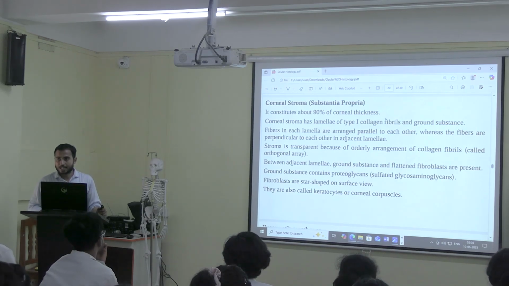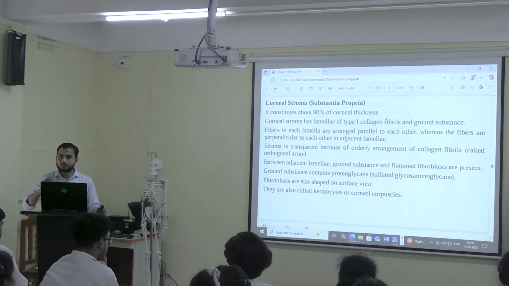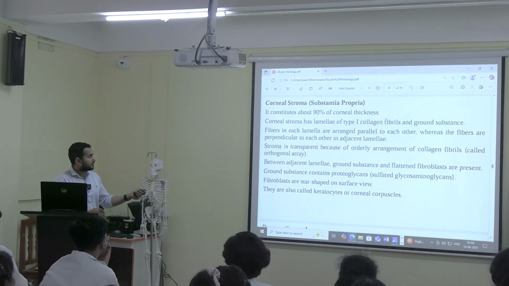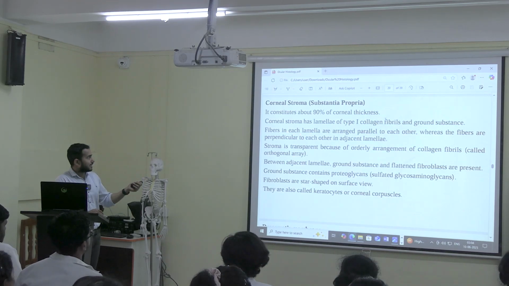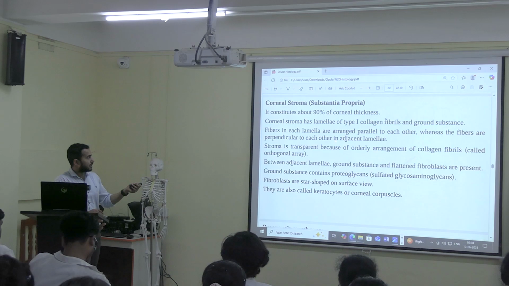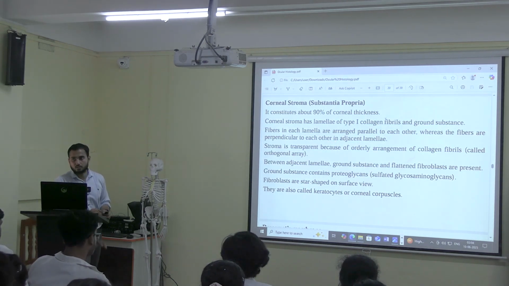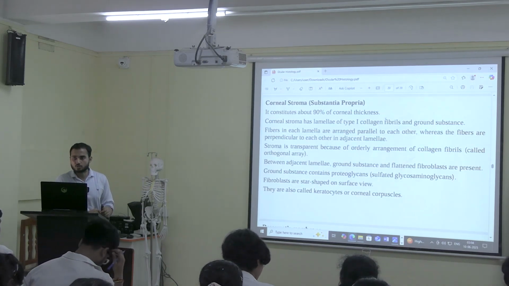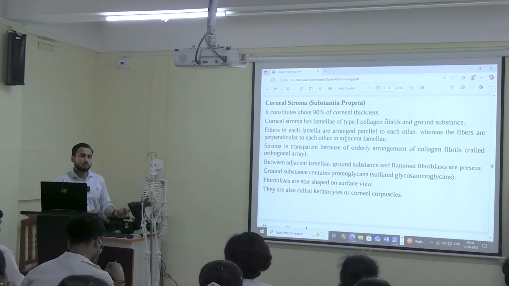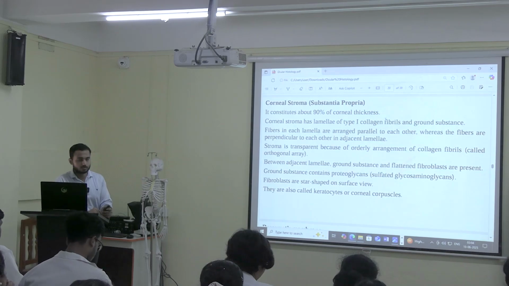Now the fibers are in the form of lamellae. That means the bundles of collagen fibers are arranged in the form of lamellae. Okay, and the arrangements are particular in nature. The stroma is transparent because of the orderly arrangement of the collagen fibrils. As you can see, the lamellae are arranged parallel to each other, whereas the fibers are perpendicular to each other with the adjacent lamellae. Okay, that is the definite arrangement of the collagen fibers present in the stroma. That's why the stroma is transparent in nature.